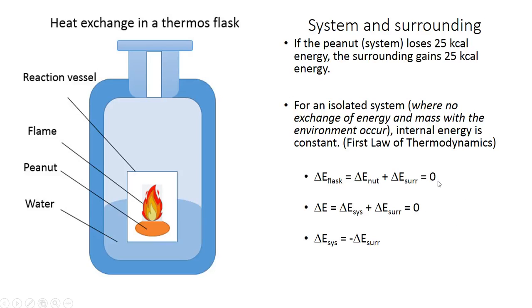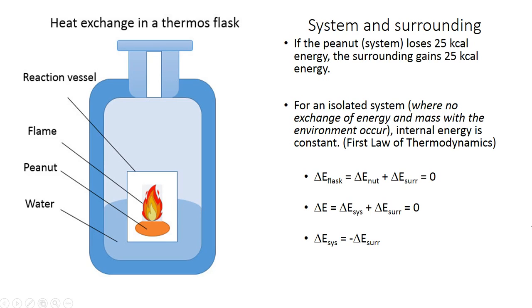So we can ignore the flask and say change in internal energy is equal to energy of the system, if the peanut is our system, plus energy of surrounding is equal to zero. So this is equal to zero. This means that the energy of the system is equal to the negative energy of the surrounding.